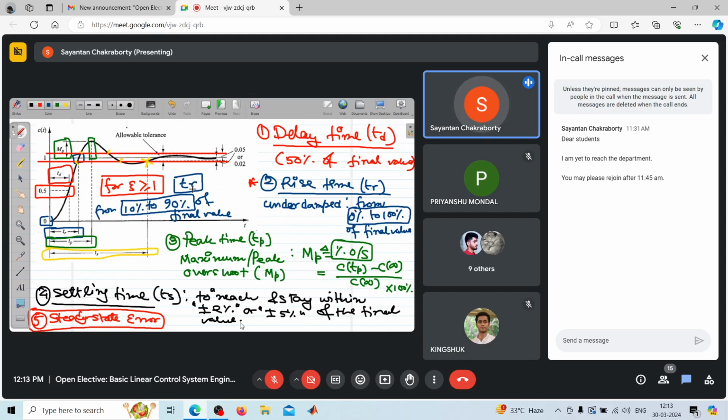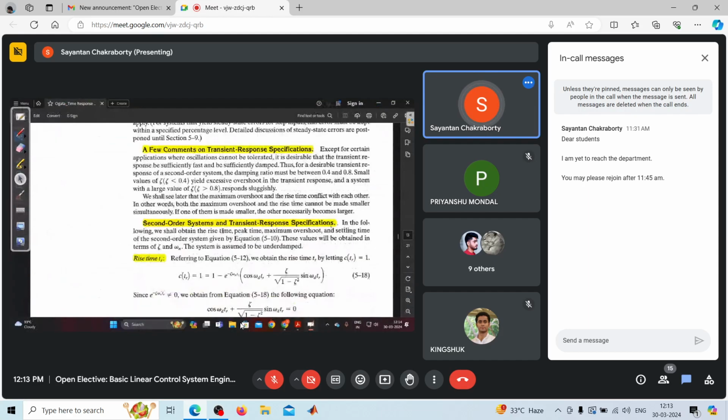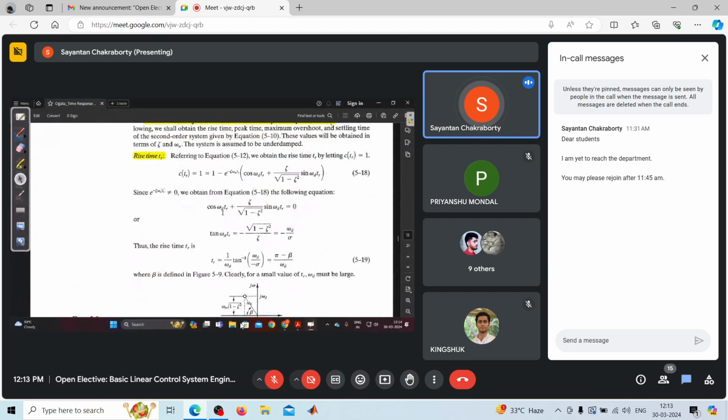Right? Now, with these definitions, let us try to find out the quantitative expression for each and every such specification. But before moving on to that, I shall just give you an idea.